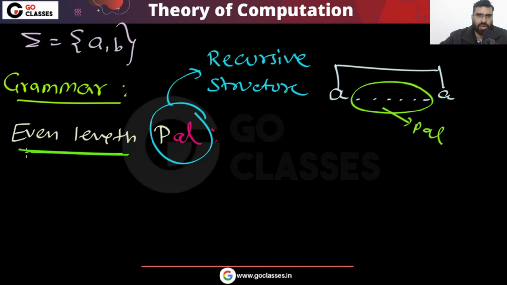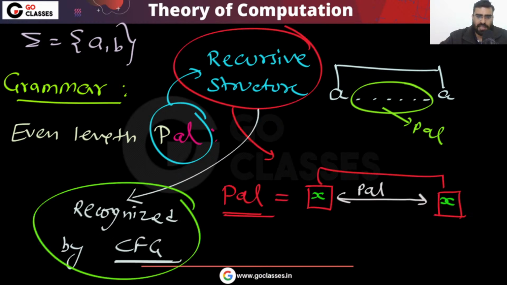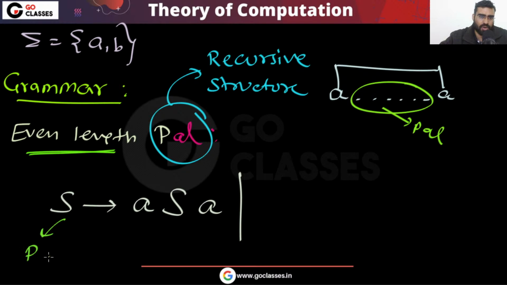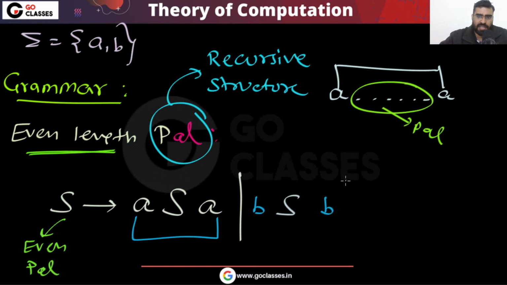Now let's see how to create even length palindromes. You can very easily create them: the starting variable S, the first symbol and last symbol must be same, and in between you can have a palindrome. So remember, this S denotes even palindrome. Similarly, the first symbol and last symbol must be same, then in between again you have a palindrome.